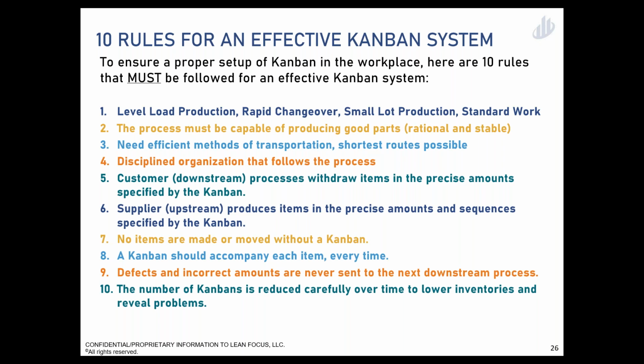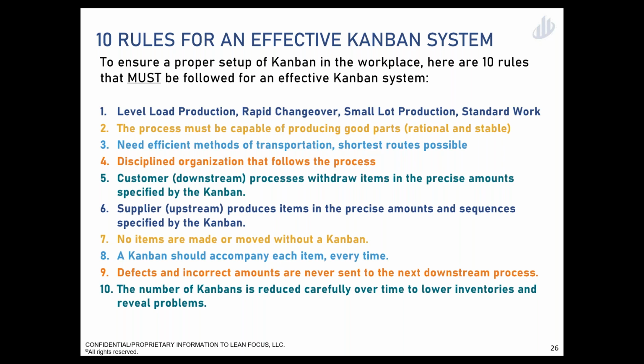Your downstream process is going to withdraw items in the right amount. So let's go back to our transfer Kanban example. Work cell B goes back to work cell A and says, hey, I need more of those brackets. Well, don't take 2 weeks worth. That's way too much to pull out. So give them standardized quantities that they pull that is reasonable for them to take back to their work cell. Same with your supplier quantities. Make sure that your downstream process is pulling things in the right quantity.